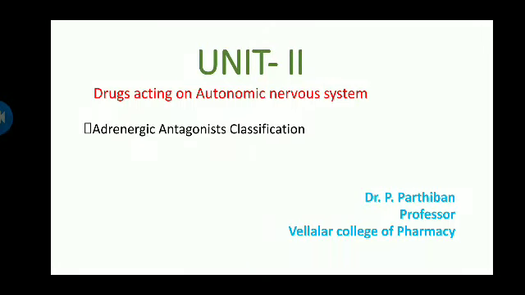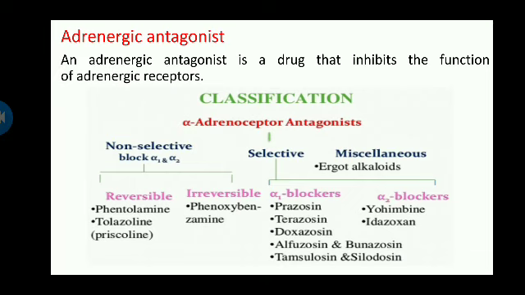Today, we are going to discuss adrenergic antagonist classification, structures, and uses. In the last class we discussed the classification of alpha and beta blockers. Today, we'll discuss structure and the uses. So once again, we'll discuss classification of alpha blockers.